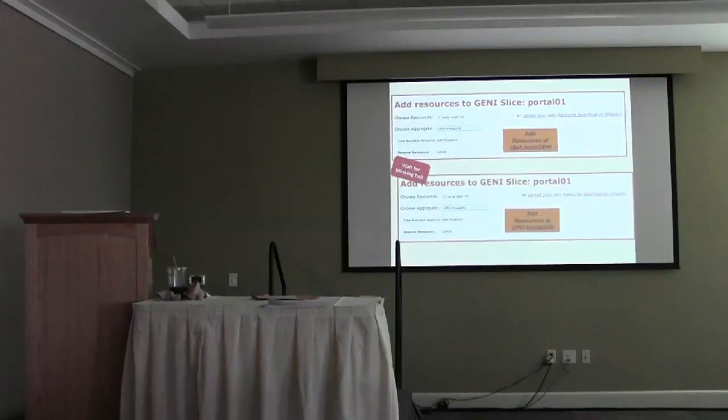One clarification question: for each pair of people, we should create one slice? Yes, right. Each pair of people should create one slice and reserve resources, so each set of resources once. Yes, we're already using a lot of resources as it is.